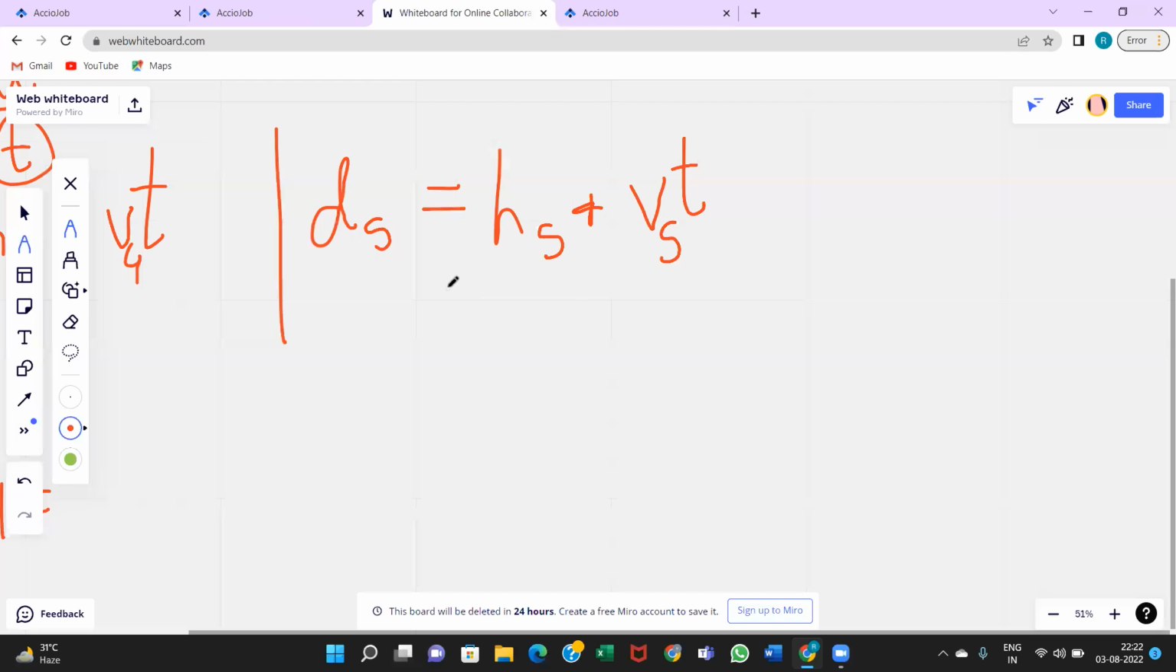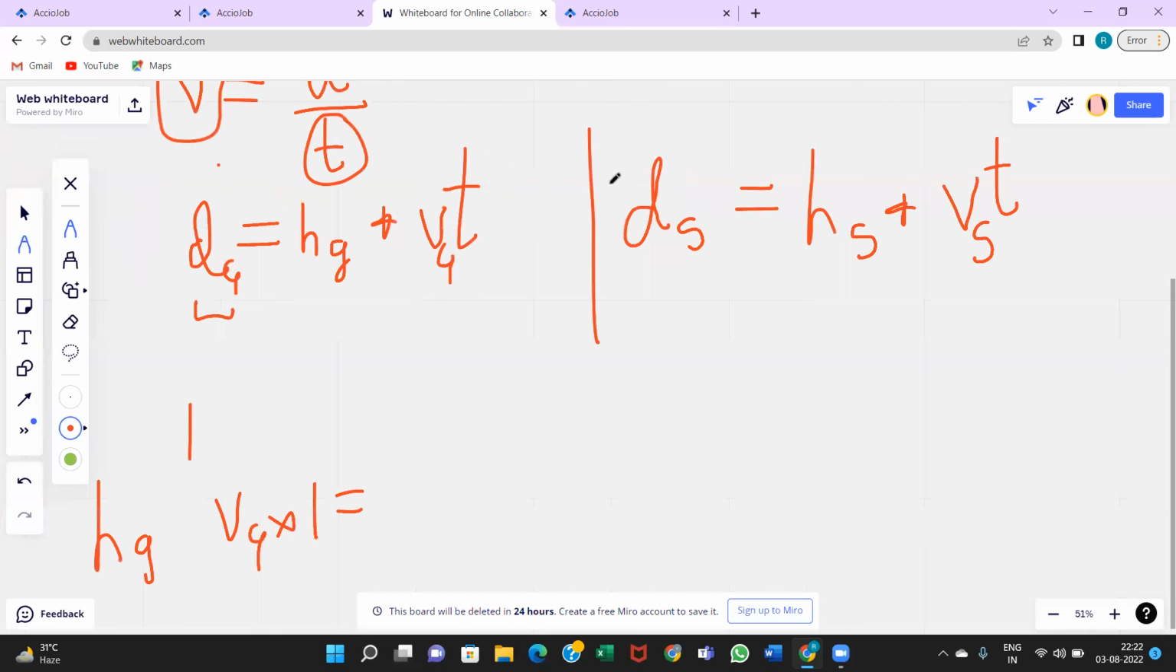Now, think about it. If we want that hg should be equal to hs, the time period is currently a variable. We don't know. We need to check whether there is any time period existing where both of them will have the same height. We don't need any drawing representation for this. Is the logic not clear to you?